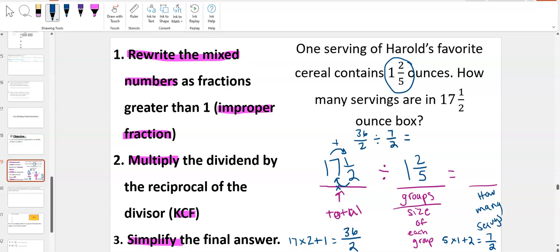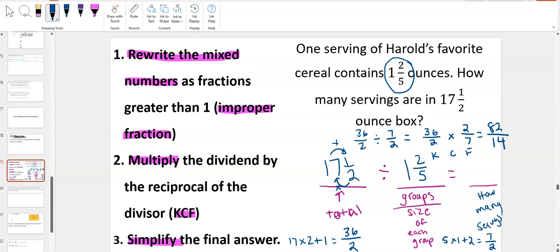Now, the next thing we're going to do is keep, flip, change. So I'm going to keep the first one, change the sign to times, and flip my second number upside down to 5 over 7. Okay, now we're going to multiply across. So I'm going to get 180 over 14. And so what I need to do now is simplify.